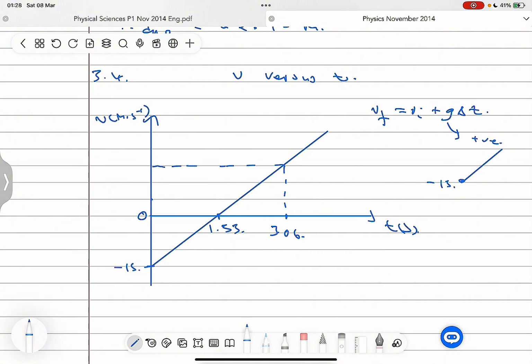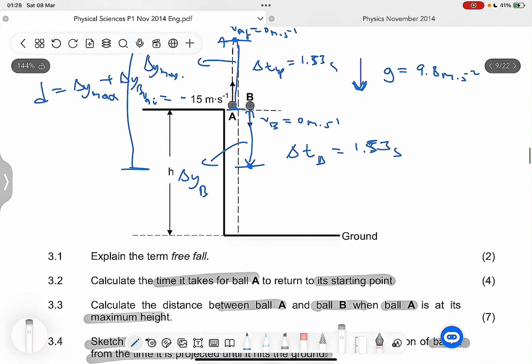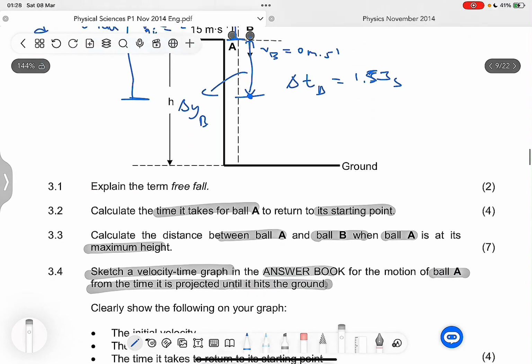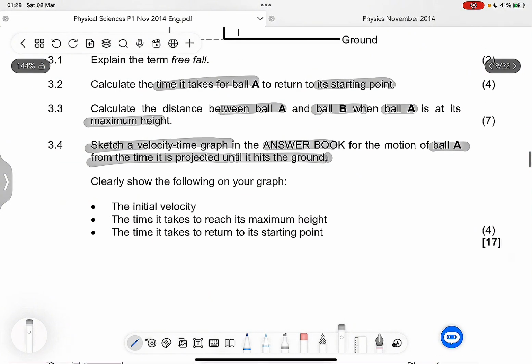In fact, the velocity that we're going to have here will be a positive 15 meters per second. It will be the velocity that the projectile, the ball, goes down with, which is the velocity when it actually went up. It will come down with the same velocity of 15, because this is negative, this is going to be positive. It's going downwards after a time of 3 seconds roughly. The other thing that they said we should put here is the time it takes to return to the starting point. Yes, so I've done maximum, I've done initial, I've done that.